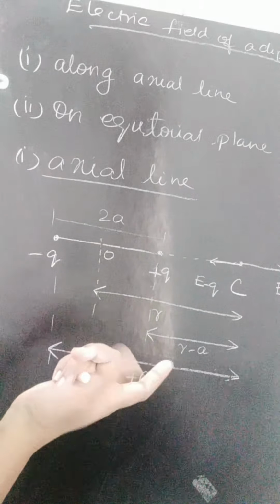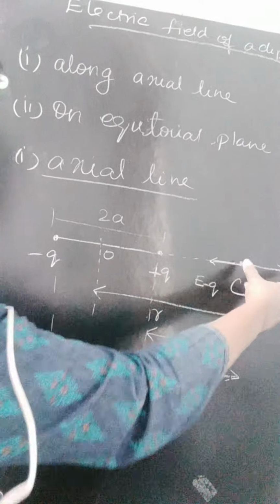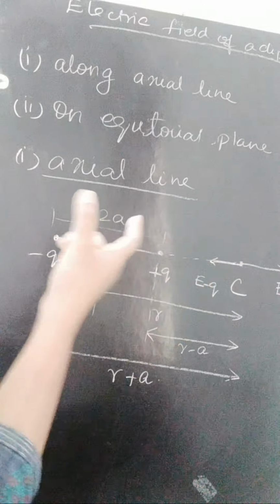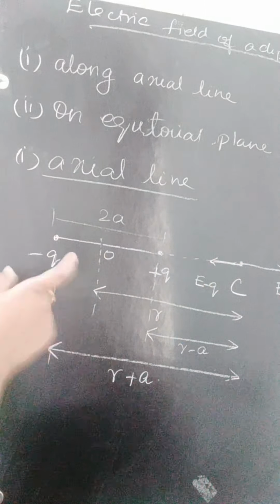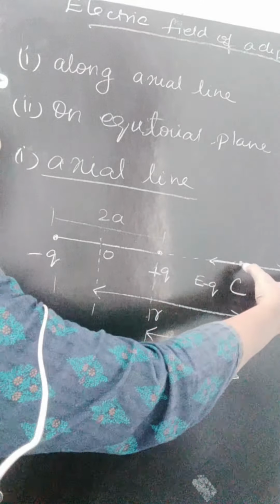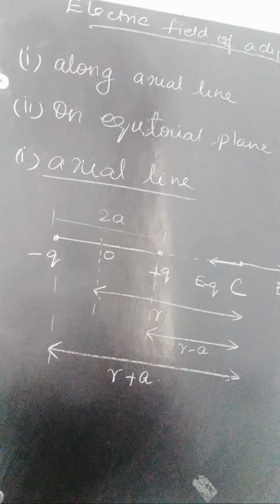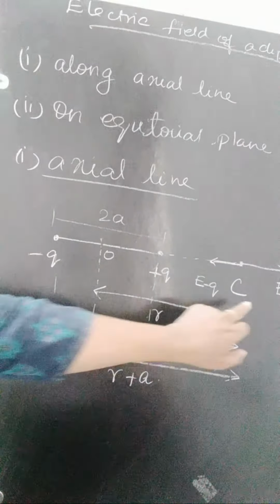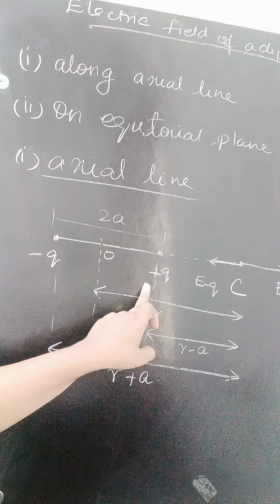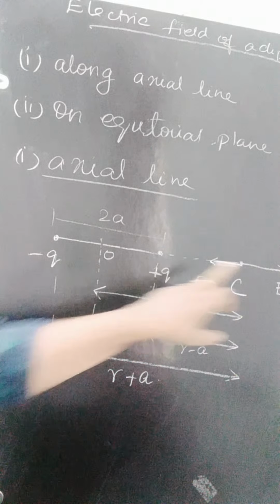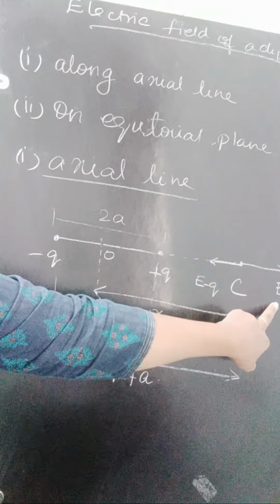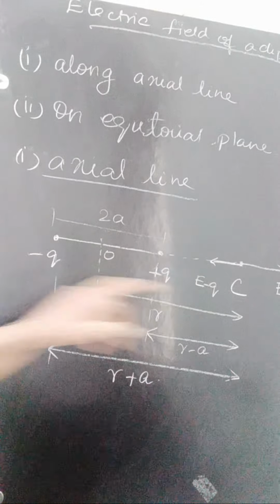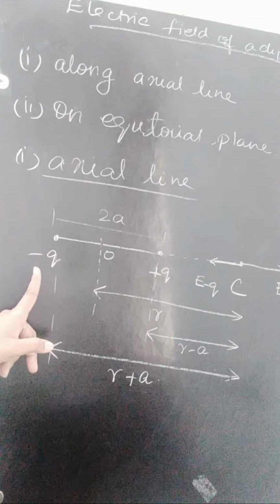It's a vector quantity, so the magnitude is represented by the length of the line. If the length is more, the magnitude is also more. If the length is less, the magnitude is also less. That's why E plus Q is given somewhat lengthy compared to E minus Q. Sure? Because the test point C is lying closer to plus Q. As it is closer to the plus Q, the electric field due to the plus Q is more compared to the electric field due to minus Q, as minus Q is lying away from the point C. Sure?